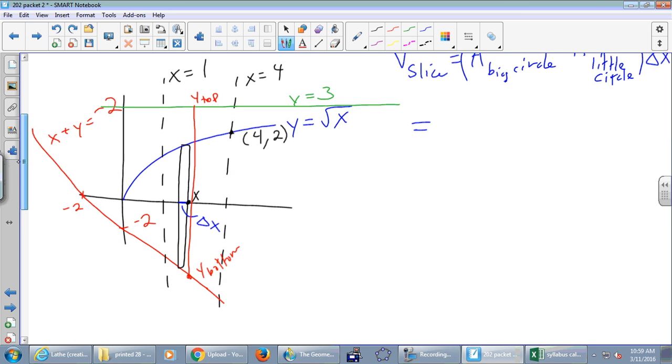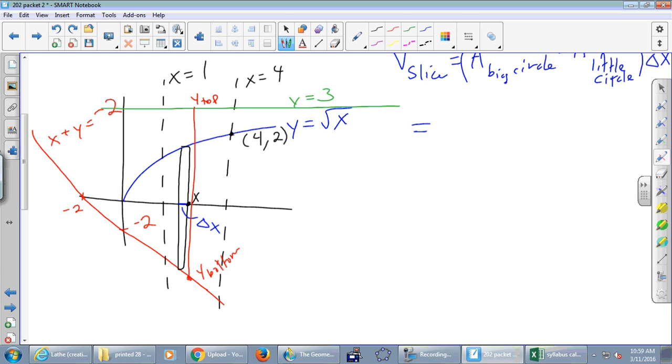Here we go. So area of the big circle. All right, so we need the y at the top. How much is the y at the top? Always 3. So 3 minus the y at the bottom. The y at the bottom is going to have an x in it, and that tells me I better solve this equation over here for y. I need the formula for the y. So solving that for y, you get -2 minus x. Yeah, that's the y at the top minus the y at the bottom.